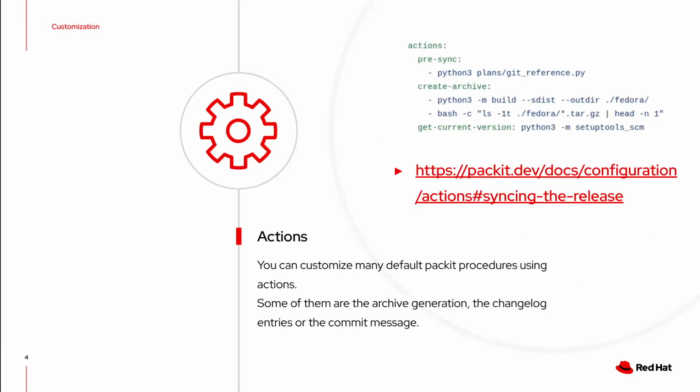The Packit default procedures for synchronizing the release can be changed using the actions. As an example, you can change how the sources archive is created, or you can change the changelog entries, or yet the commit message, and many other aspects.